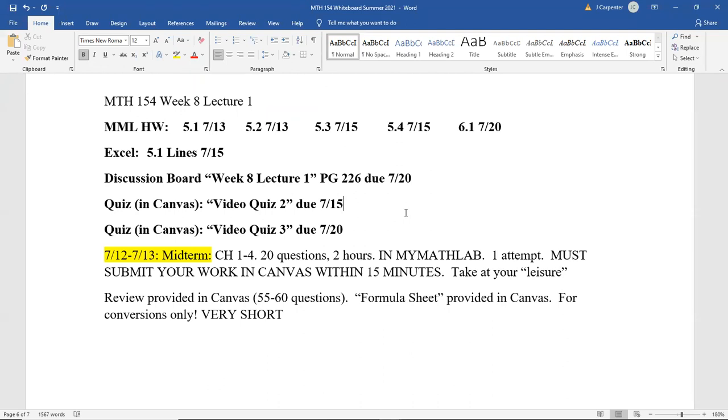So week 10, lecture 1 will be the last lecture. Then that Thursday, the 29th, there will be no class. You just take your final exam in my math lab at any point in that 24-hour span up till 11:59 p.m. And then the course will be done.